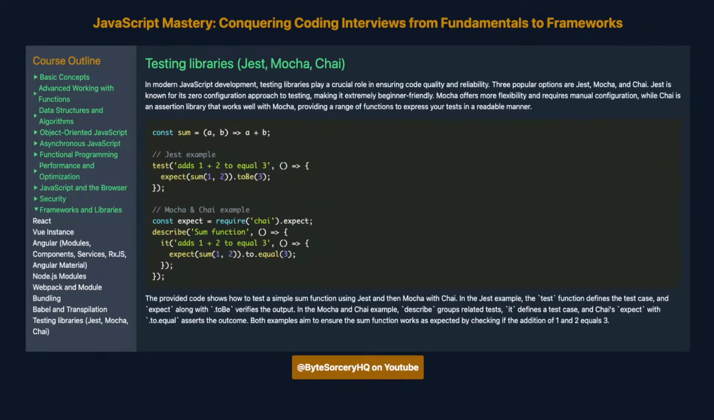Testing libraries, Jest, Mocha, Chai. In modern JavaScript development, testing libraries play a crucial role in ensuring code quality and reliability. Three popular options are Jest, Mocha, and Chai. Jest is known for its zero configuration approach to testing, making it extremely beginner-friendly. Mocha offers more flexibility and requires manual configuration, while Chai is an assertion library that works well with Mocha, providing a range of functions to express your tests in a readable manner.